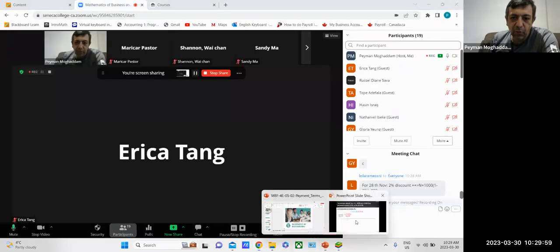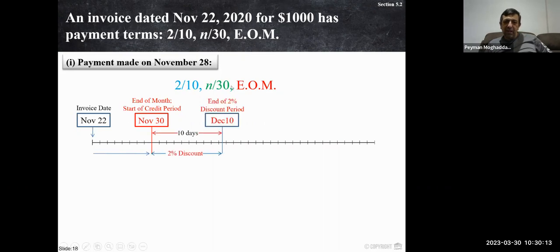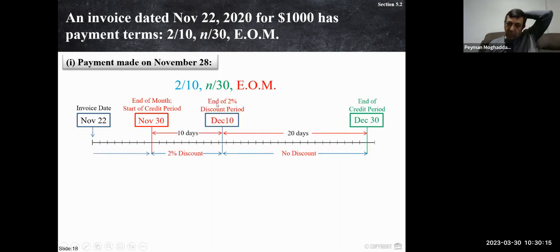Okay, let's go back to the timeline. November is 30 days. So then 10 is going to be December 10, and 30 is going to be December 30. Okay, so this is very easy. That's going to be the zero date, and 10 days added to this is going to be December 10, and 30 is going to be December 30. So that's how you make your timeline now.